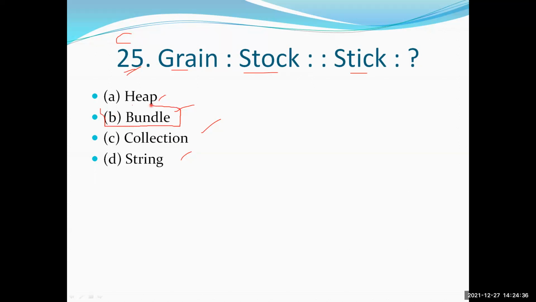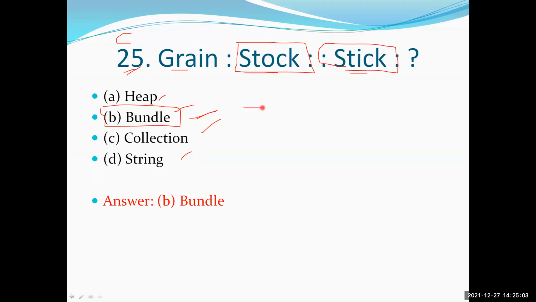Sakshi also answered. We call it a stock of grains. So stock is the collective noun for grain. The number of grains will make a stock. If there are a number of sticks together, it will become a bundle. So therefore, option B is the answer for this question. All right.